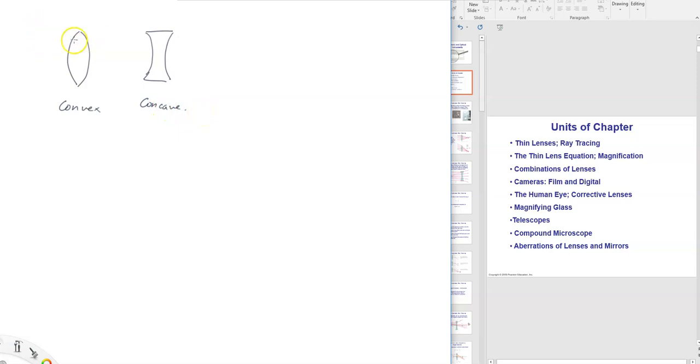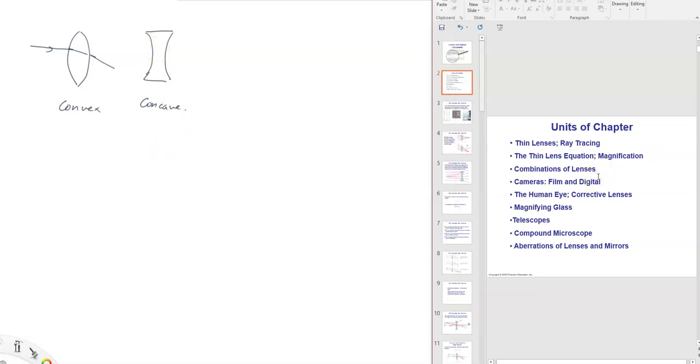And when light passes through these, they bend. It's refraction, right? Light coming from air, getting into a denser medium. Because of that, it's going to bend. This bending process can focus light into a point. So that's the use of the lens, right? It bends light, and because of the shape, you can focus light into a well-defined point. We'll get into more details soon.